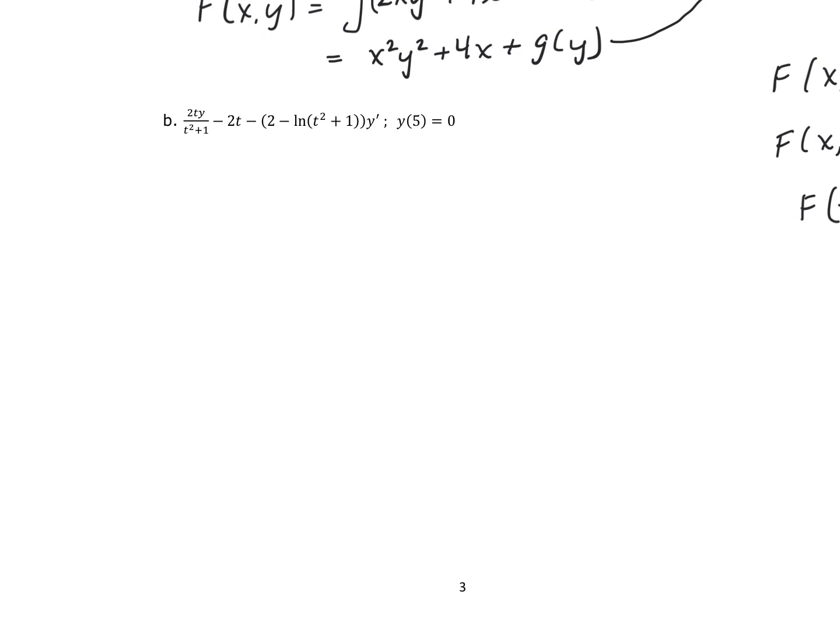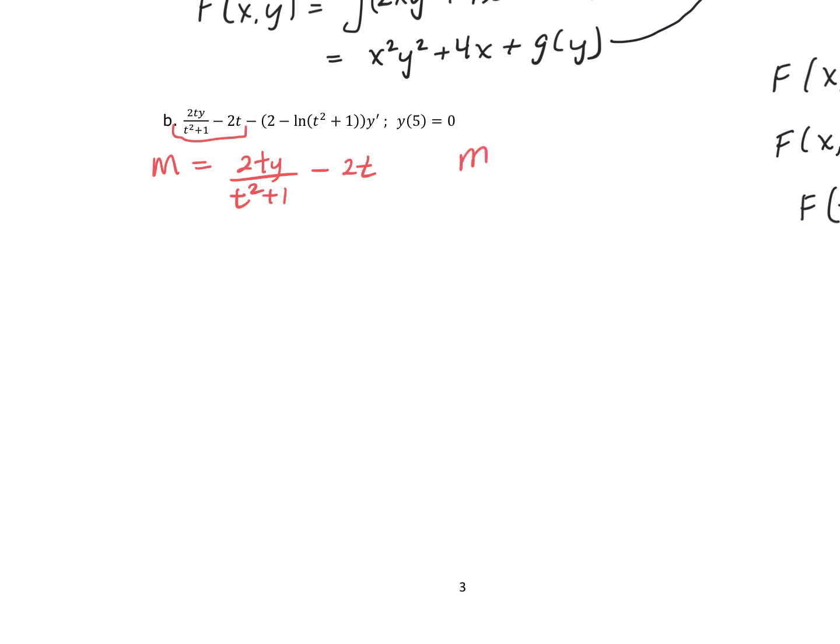And the first thing I'm going to do is make sure that when I do my partial derivatives, they're going to be equal so that this is explicit. So I'm going to choose m to be all of these terms because they're not attached to the y prime. And so my m is going to be 2ty, well, my independent variable now is t, not x, over t squared plus 1 minus 2t.